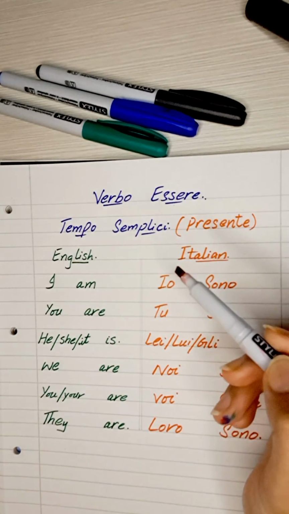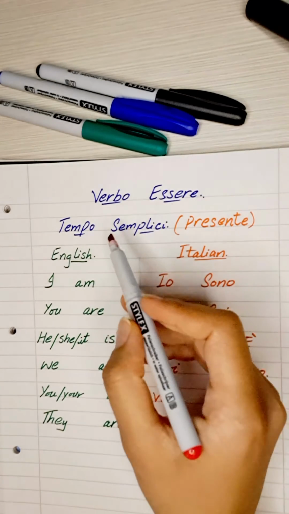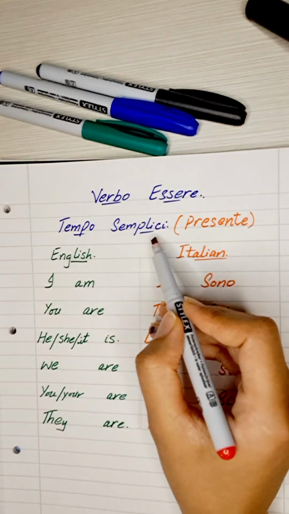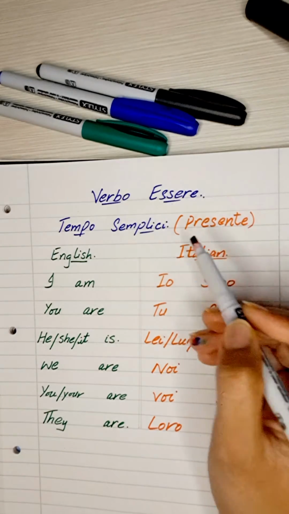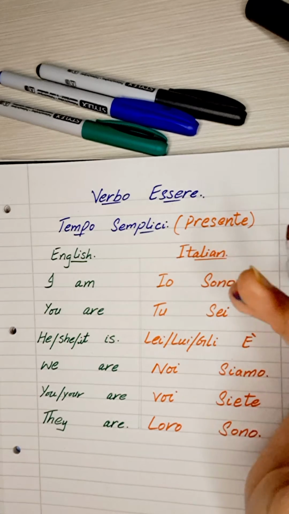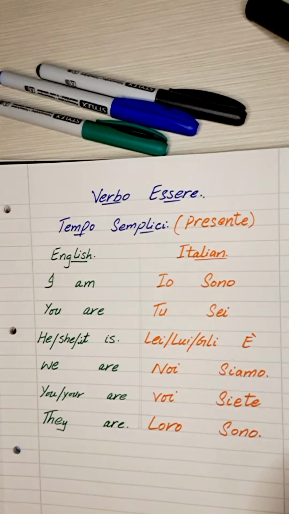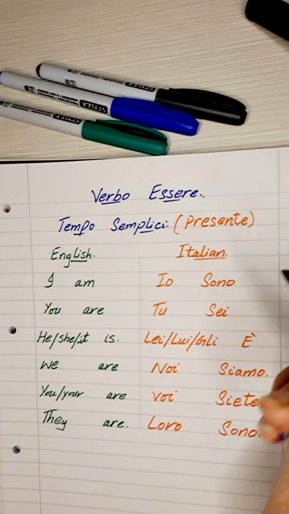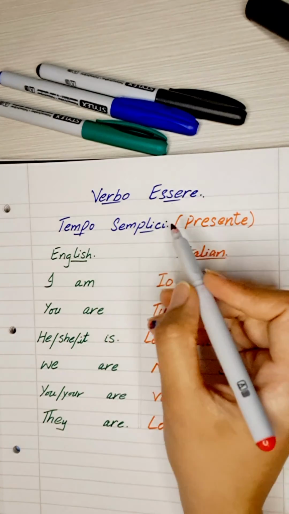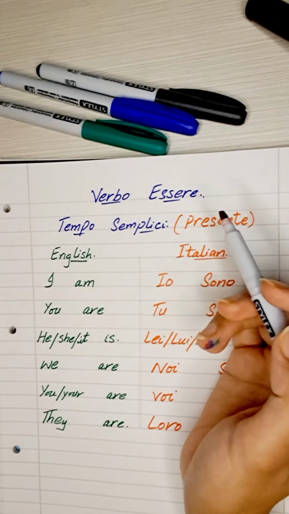In verbo essere there are different tenses, like tempo semplice. In English we say present indefinite tense, present simple tense. Like this we have past indefinite, future indefinite in Italian also. Today we will learn present indefinite tense, like tempo semplice in Italian.